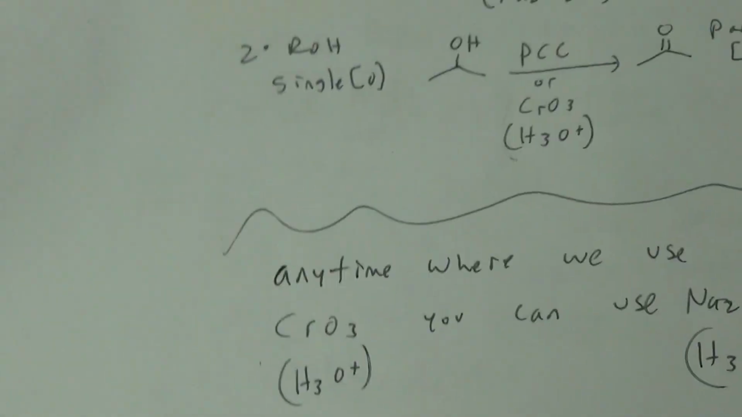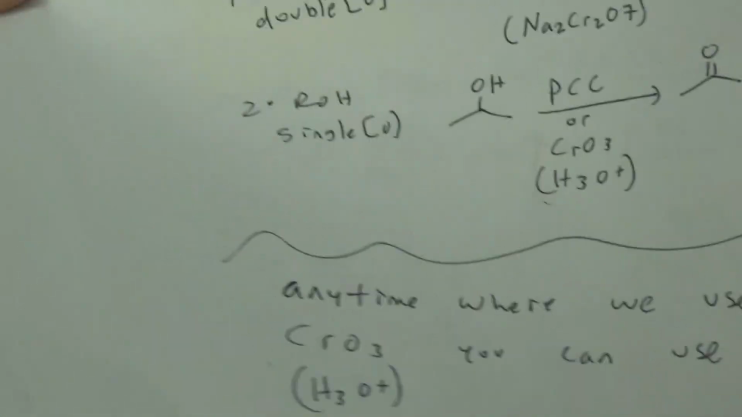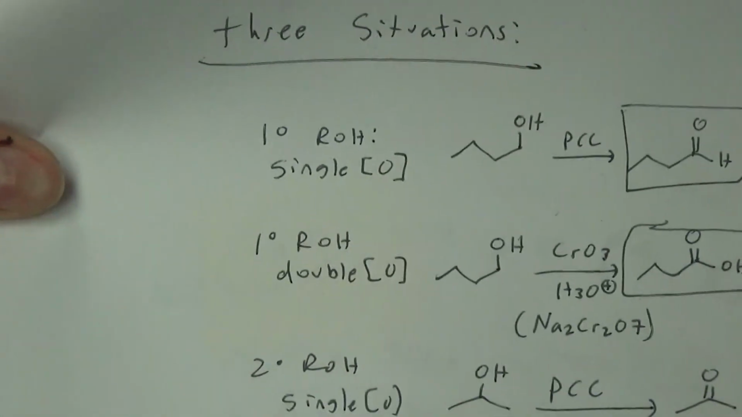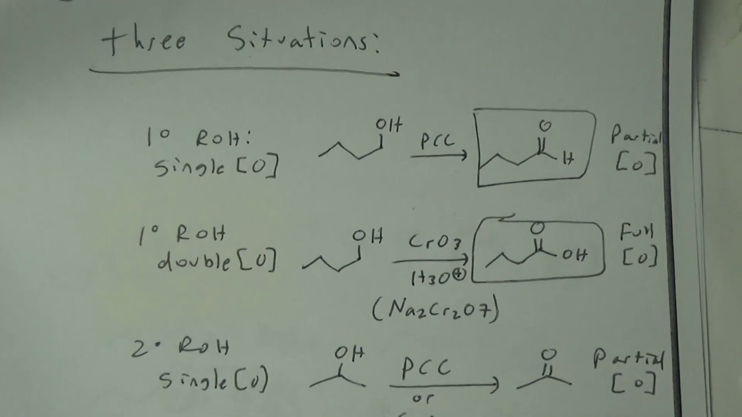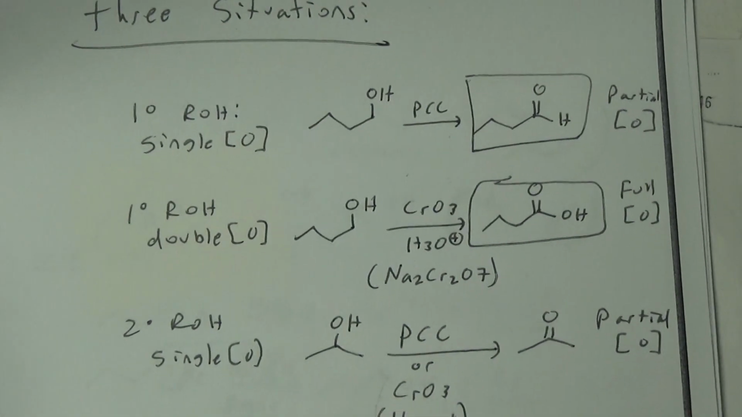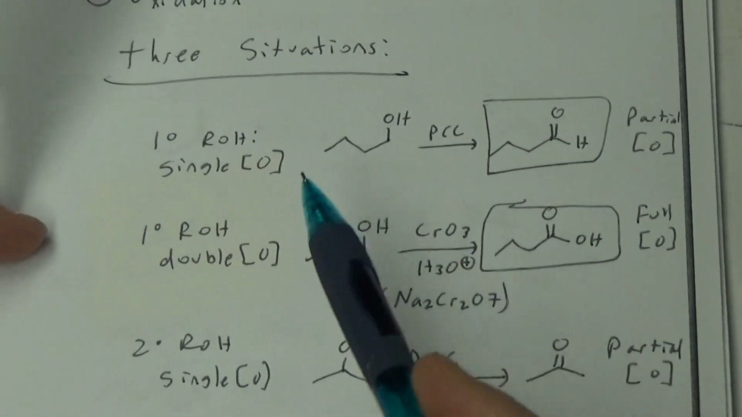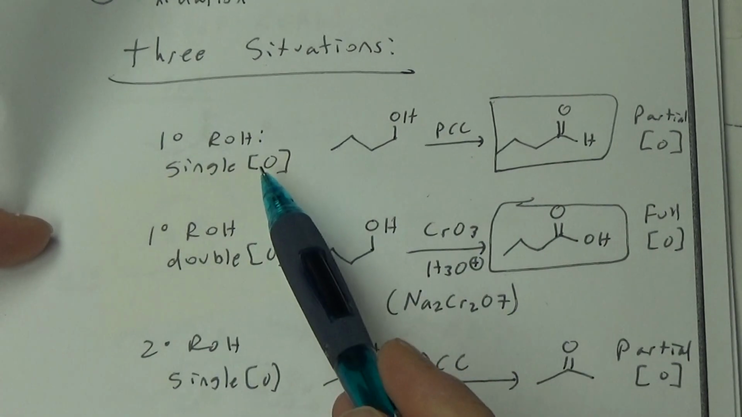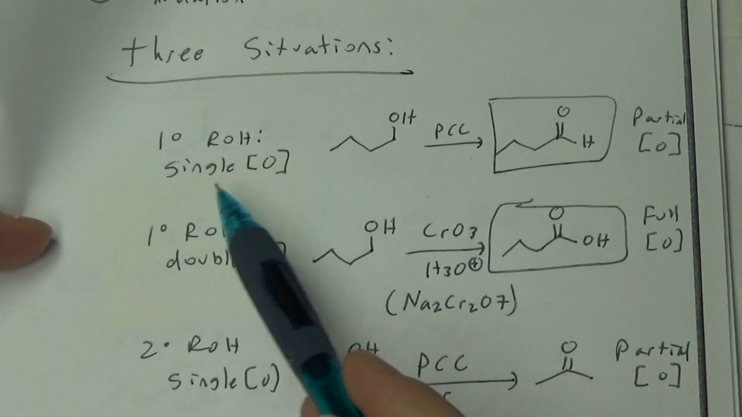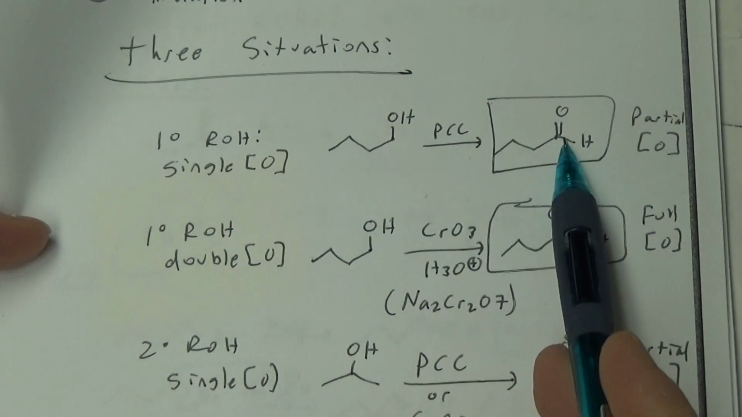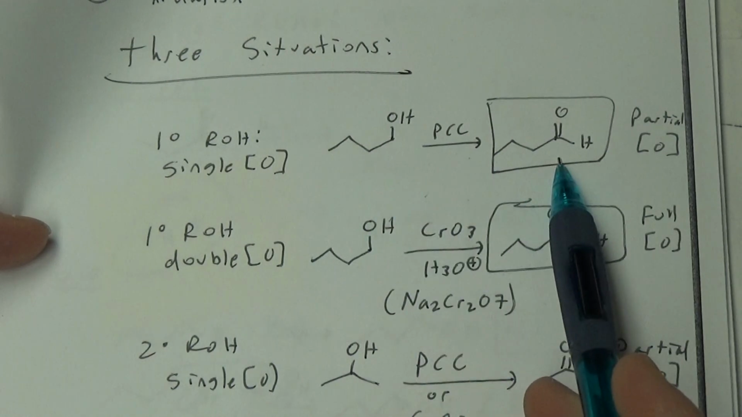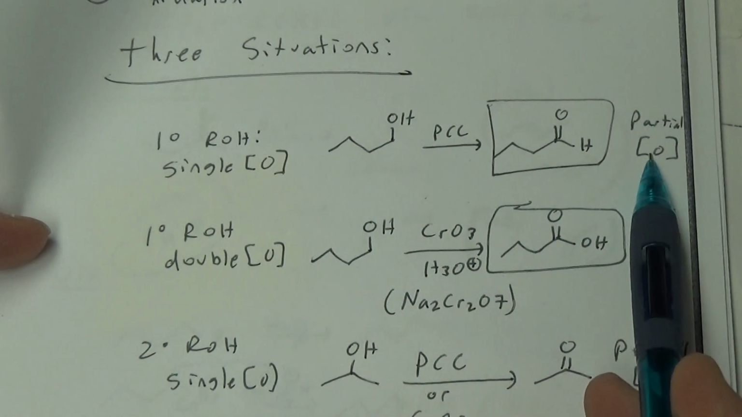And this is really where we're ending up. There are three situations to be aware of that really get you through most of organic chemistry. If you have a primary alcohol, you can do a single oxidation, which is like going from one bond to oxygen to two bonds to oxygen. Primary alcohol to aldehyde. That's a partial oxidation.